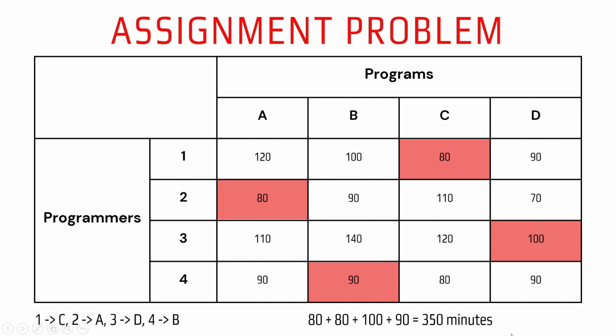we can see that the minimum amount of time for this assignment problem is 350 minutes. But what if we assigned 3 to A and 2 to D? We can see that it still yields the same total value of 350 minutes. So whichever one we went with earlier, we would still arrive with the same answer.